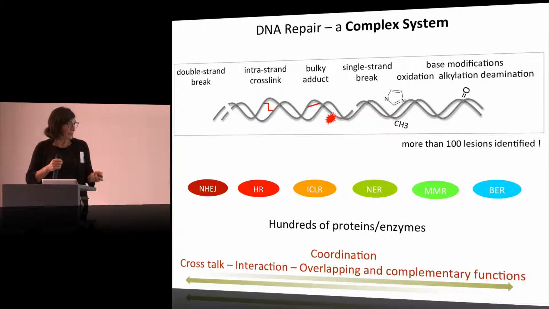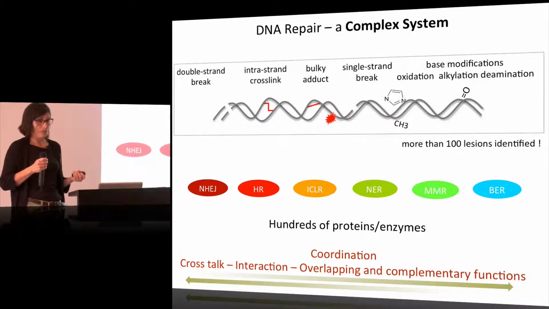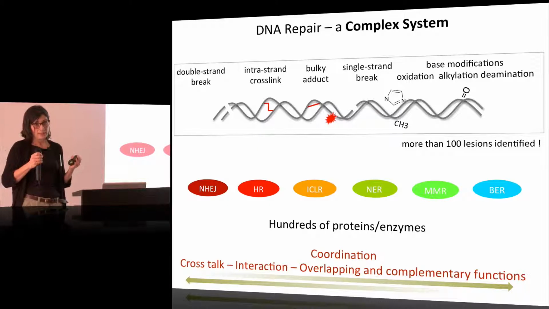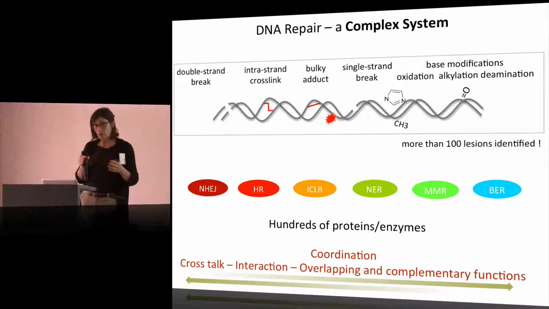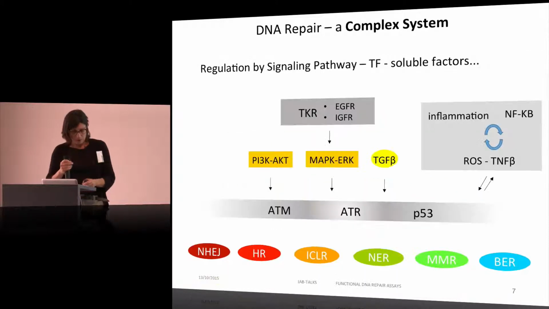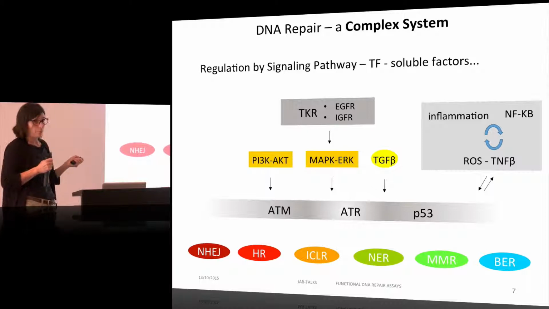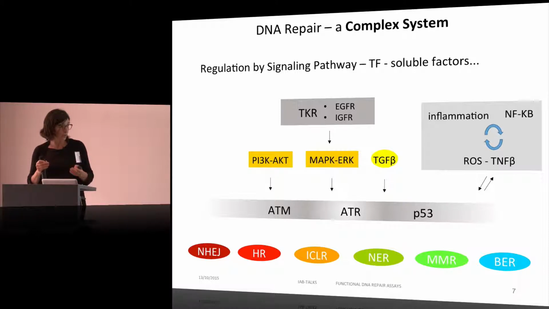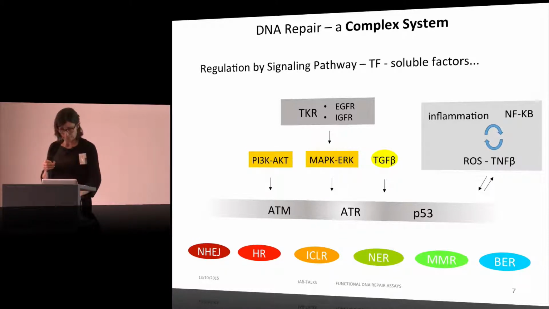And those repair pathways involve hundreds of proteins and enzymes. And for a long time, those subpathways have been represented as independent mechanisms. Now we know that it's not true, that the proteins of the different pathways do interact a lot with each other, and they crosstalk. So now you know that DNA repair is a very complex system that involves hundreds of proteins and enzymes, but that's also a pathway that is highly coordinated. They do crosstalk with each other. There are a lot of interactions, and there are also overlapping and complementary functions.